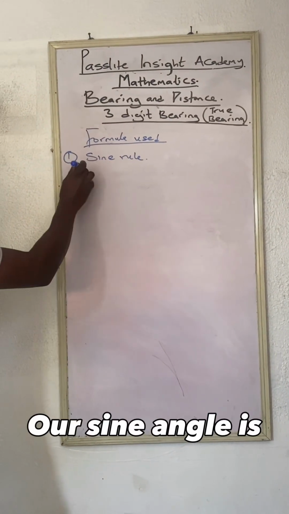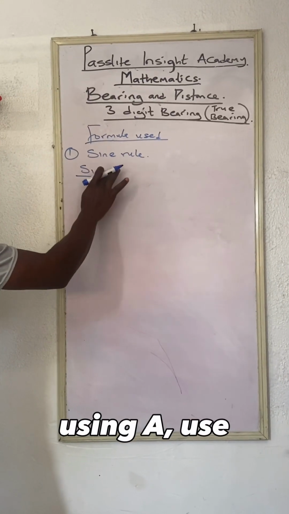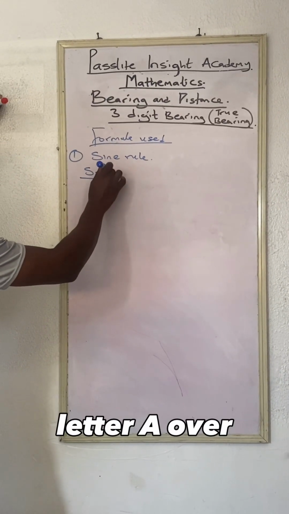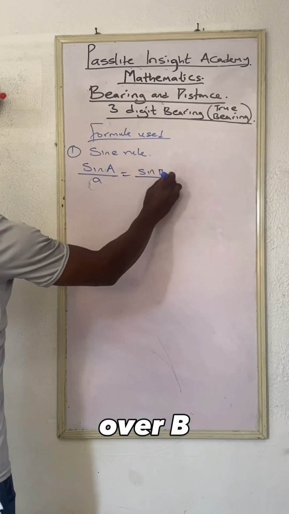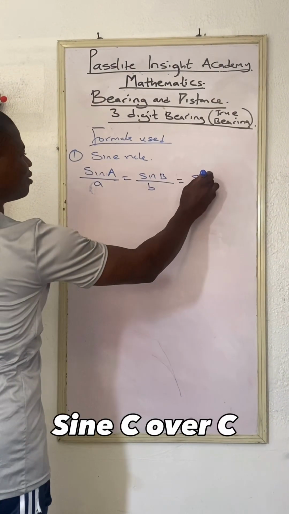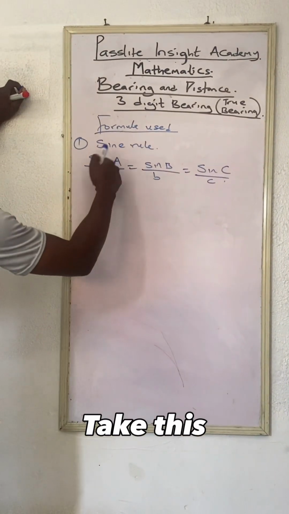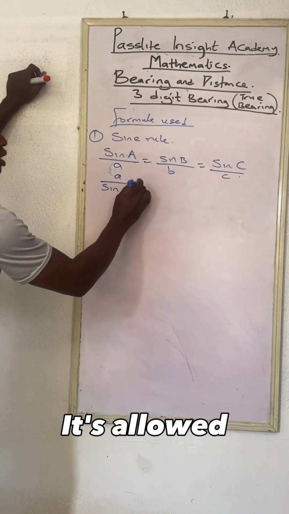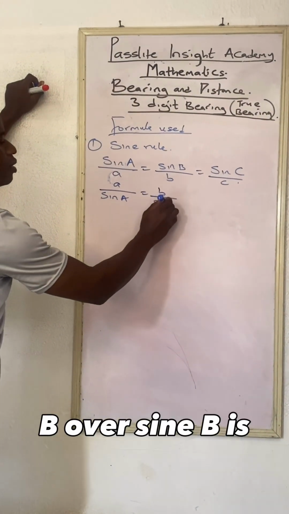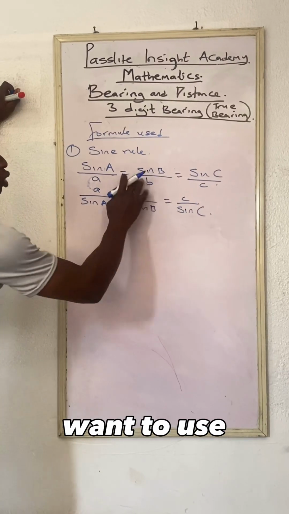Our sine rule is sine A over A. So if you are using A, use the angle: capital letter A over small letter A is equal to sine B over B, continue like that, sine C over C. Or you can invert it: A over sine A is allowed, B over sine B is allowed, C over sine C is allowed. Any one you want to use.